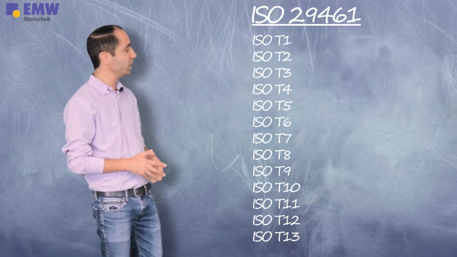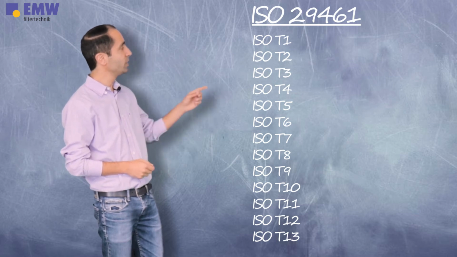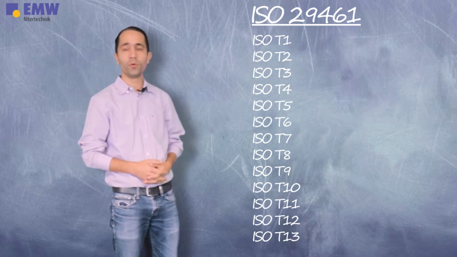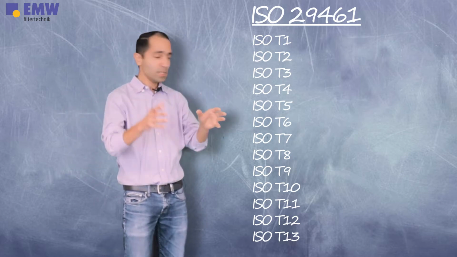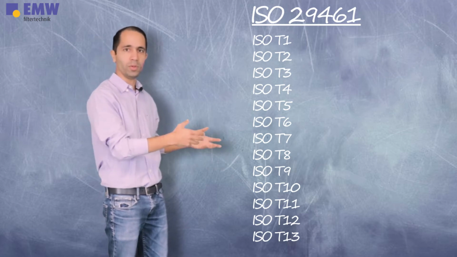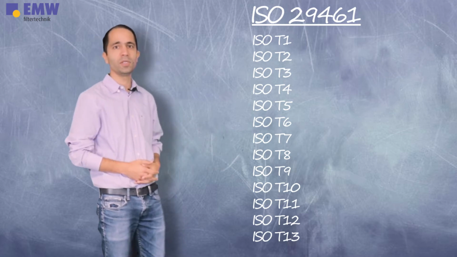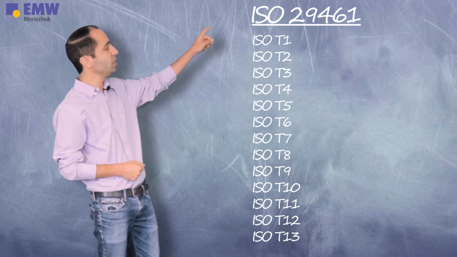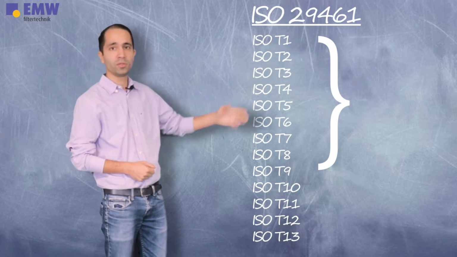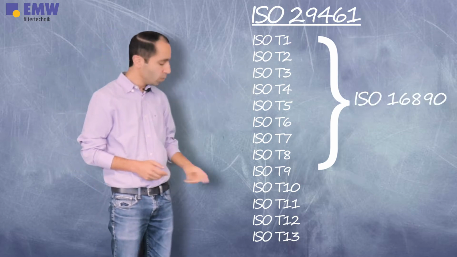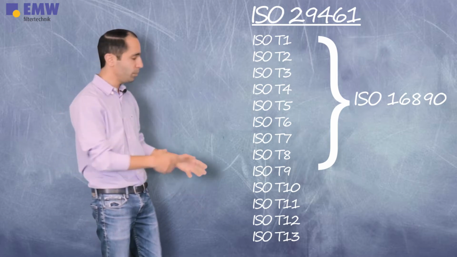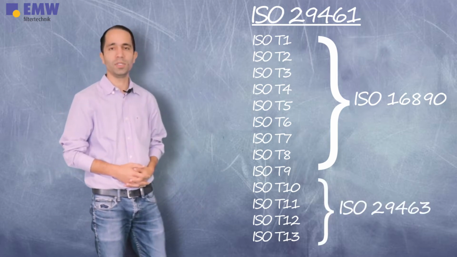That means now we can introduce you to the filter classes ISO T1 up to ISO T13. And the test procedures of these filter classes are pretty much based on our already existing test standards in our industry. That means the filter classes T1 to T9 are pretty much based on the test procedure according to ISO 16890, whereas the higher filter classes, ISO T10 to T13, are based on the test standard ISO 29463.